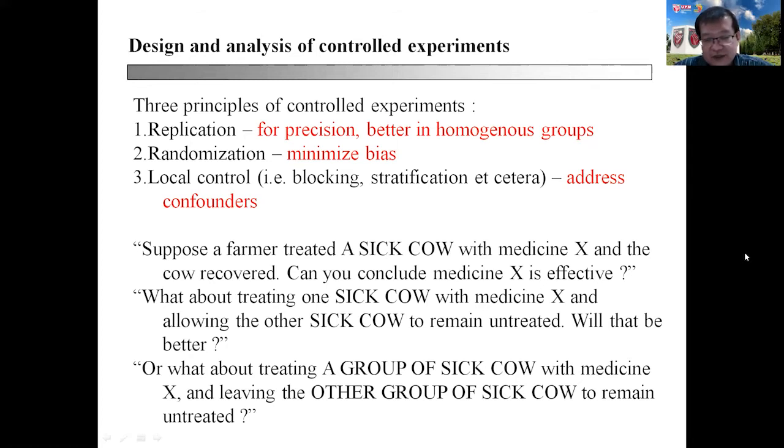Suppose you have a farmer who treated a sick cow with medicine X and the cow recovered. Can you then conclude medicine X is effective? What about another proposition of treating one sick cow with medicine X and allowing the other sick cow to remain untreated? That could be better. However, if we are only using one animal versus another animal, it may not be as convincing. In the third scenario, we'll be treating a group of sick cows with medicine X and leaving another group of sick cows to remain untreated. So you can see here, as we increase the sample size, the convincing power of the experiments increased.